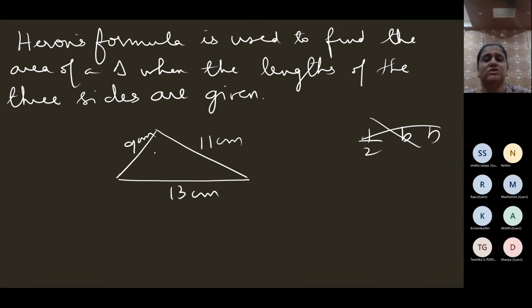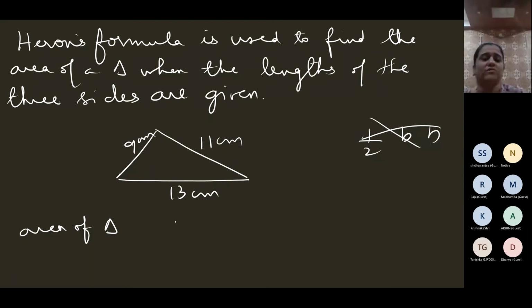In this situation, we can find the area of the triangle using Heron's formula. In a situation where you know the lengths of only the three sides and you don't know their altitudes, you can use Heron's formula to find the area of the triangle. Altitudes are not given, only the three sides are known, and you have to find the area. So this is when we use Heron's formula.